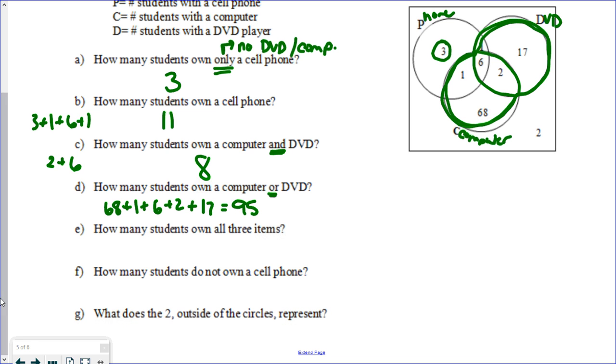How many students own all 3 items? So that's the intersection of all 3. And so the intersection of P, D, and C would be 6 students.